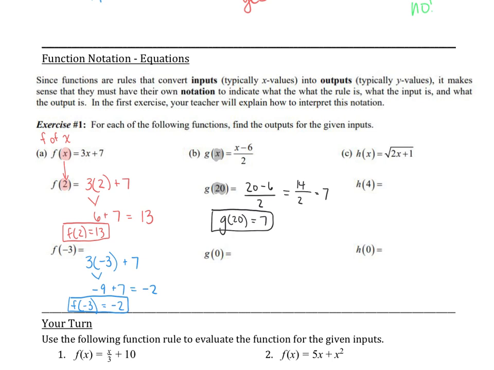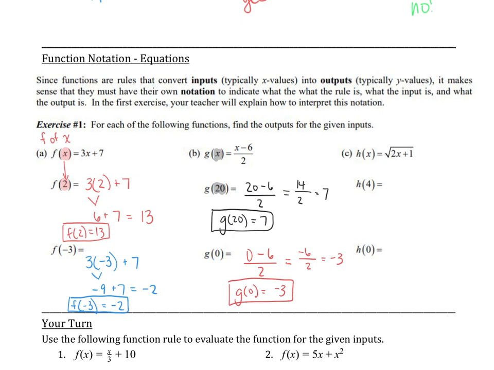Let's look at our next example, g of 0. So for this one, I want to plug in 0 for my x and solve for my y. Solve that function out. I'm plugging in the input of 0 and getting out my output. 0 minus 6 is going to be negative 6 over 2, which gives me a negative 3. So I know g of 0 equals negative 3. Again, it looks a little different. This is function notation, but basically all you're doing is plugging in your x and then solving it out.